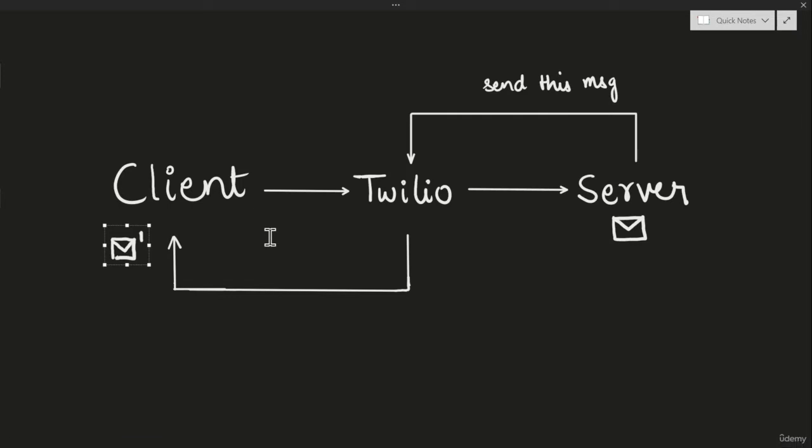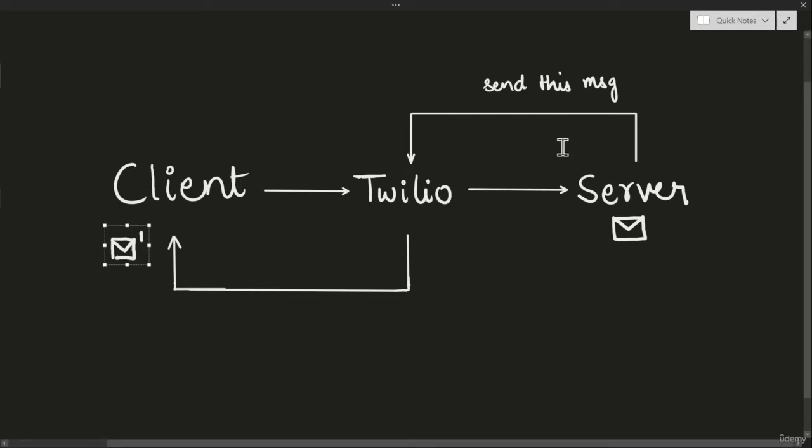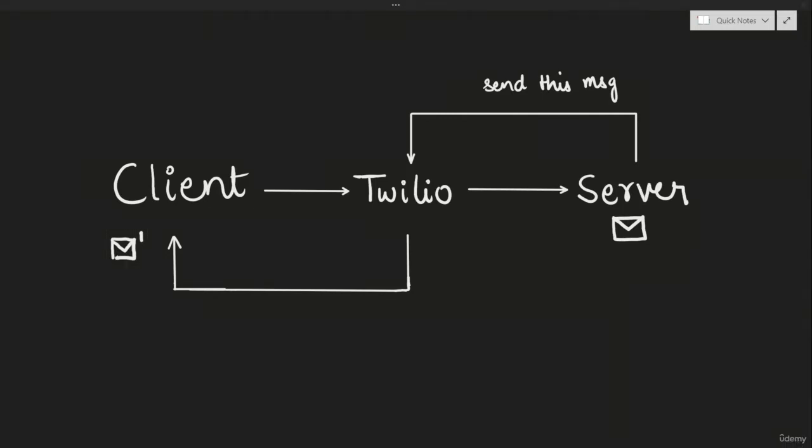Now, what is our task? Our task is actually to create this server, build it, and deploy it. And after deploying, just hook it to Twilio so that whenever there's a message, Twilio actually queries the server. So that is our entire task. So let's get started. And to do that, just go ahead and open up PyCharm.